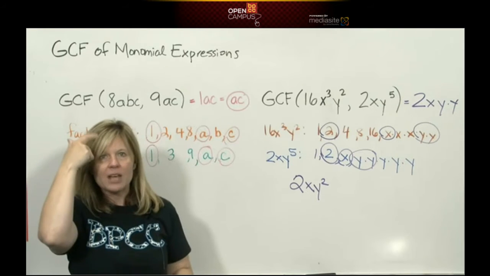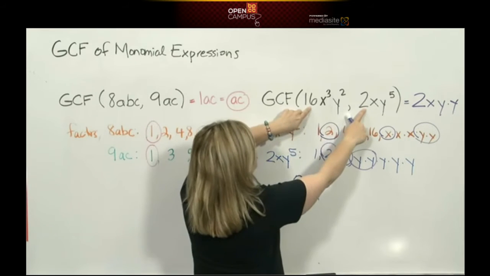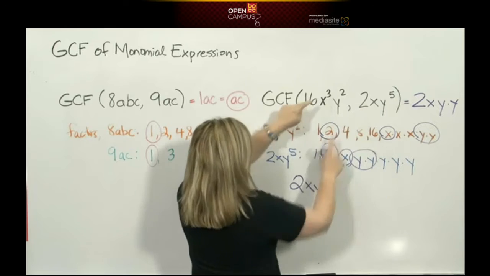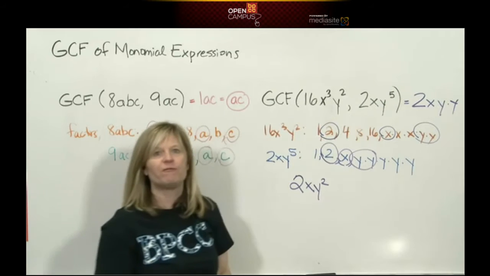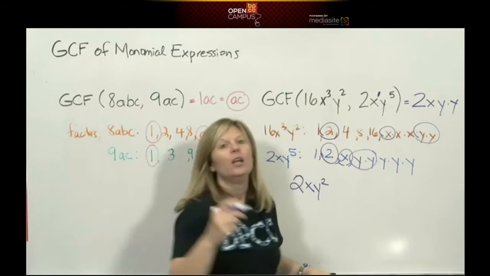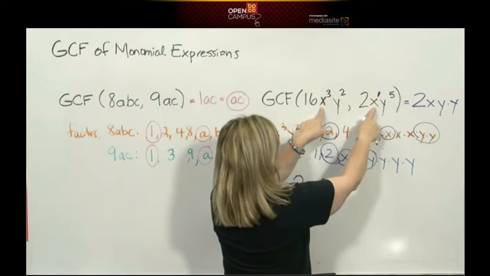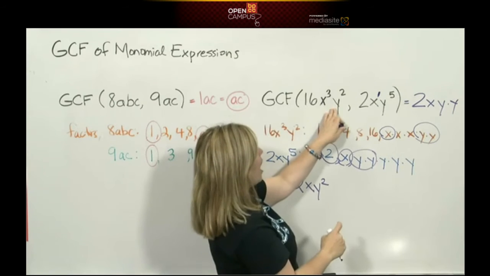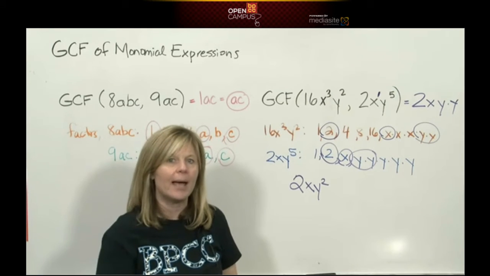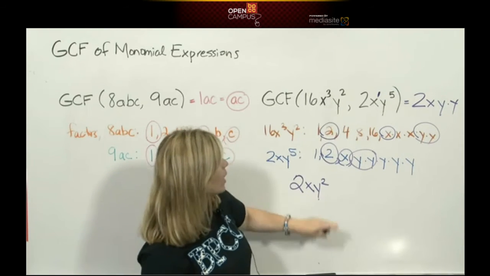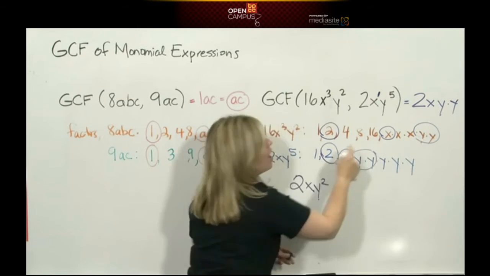Now, yes, you can do that in your brain without showing any work if you know your facts. So if you do your coefficients first, what's the largest number you can divide both of these by? 2. This is x cubed. This is x to the first. Remember, it has an invisible exponent of the 1. When we do the GCF of variables, we take the smaller amount. 3 and 1. Who's smaller? X. Y squared, y to the fifth. When we do a GCF of variables, we take the smaller amount. Who's the smaller amount? Y squared. Why is that? Because this smaller amount is what they have in common.